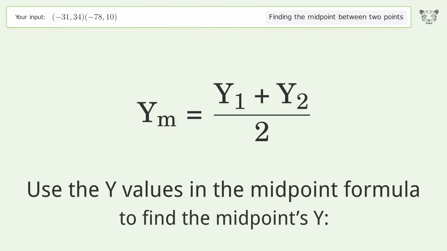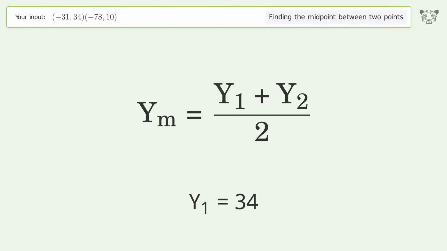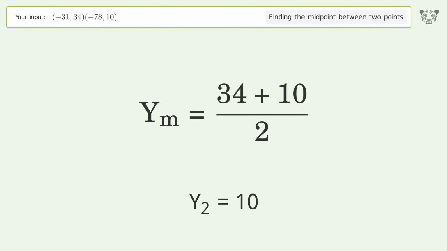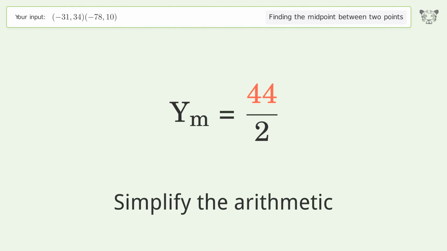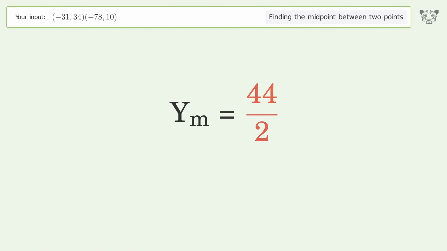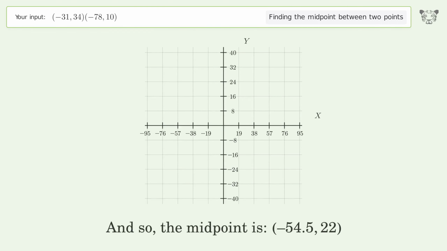Use the y values in the midpoint formula to find the midpoint's y. y1 equals 34. y2 equals 10. Simplify the arithmetic. And so, the midpoint is negative 54.5, 22.